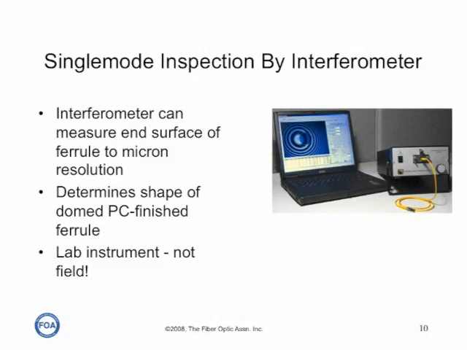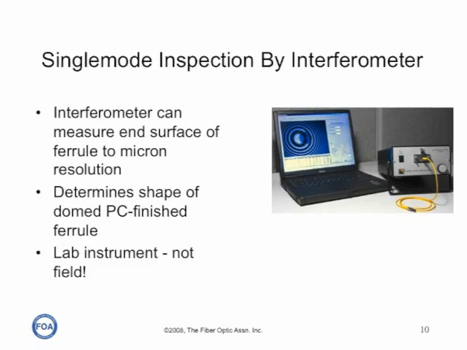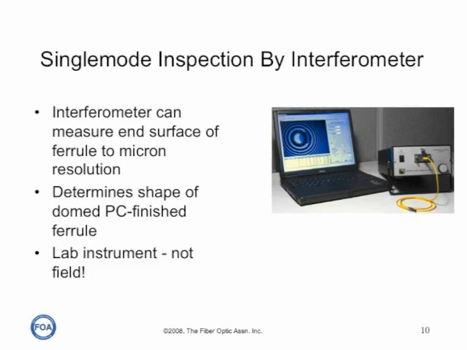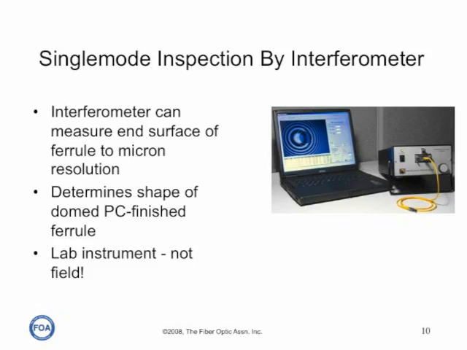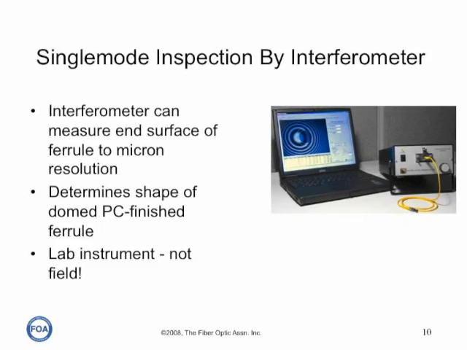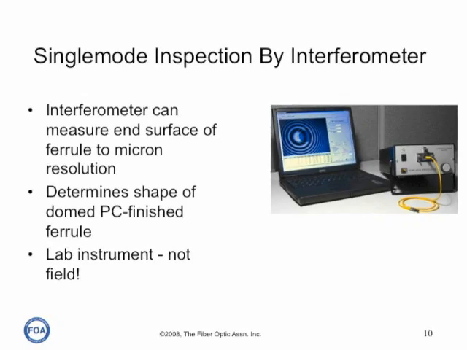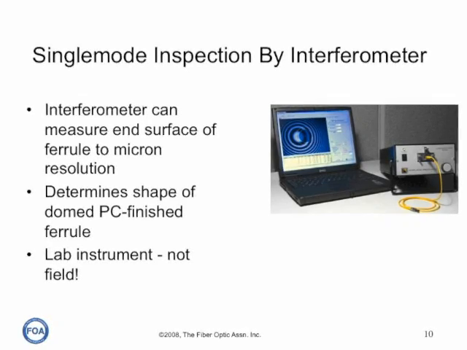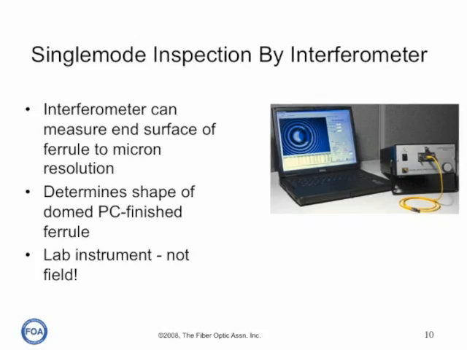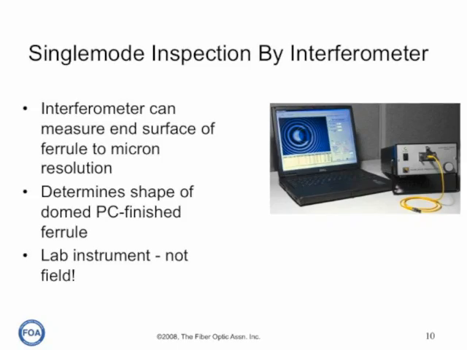On single mode connectors, we do another type of visual inspection using an interferometer. The interferometer can measure the end surface of the connector and actually determine the shape of the PC or physical contact finished dome of the ferrule. Interferometry is only used with single mode connectors generally, and it's only a lab instrument, not a field instrument.